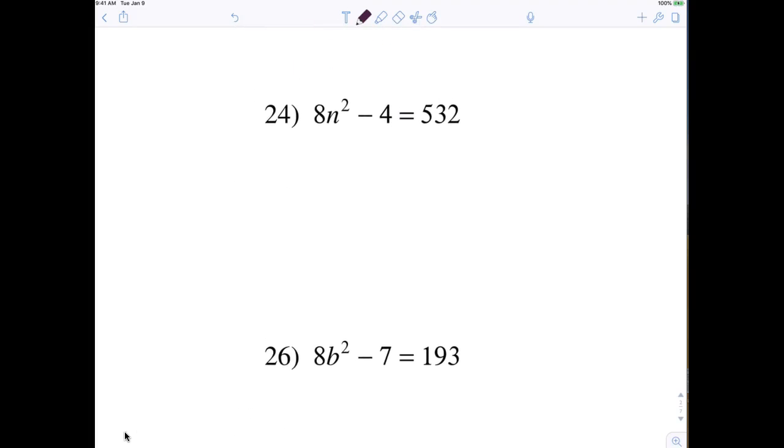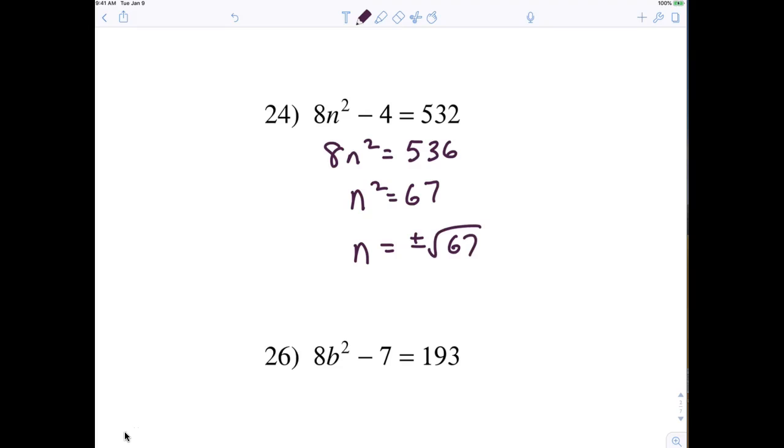Anybody else? 24, what do I have to do first? So 8n squared is equal to 536. And so n squared is equal to, and so n is equal to, there we go. Nothing difficult at all.